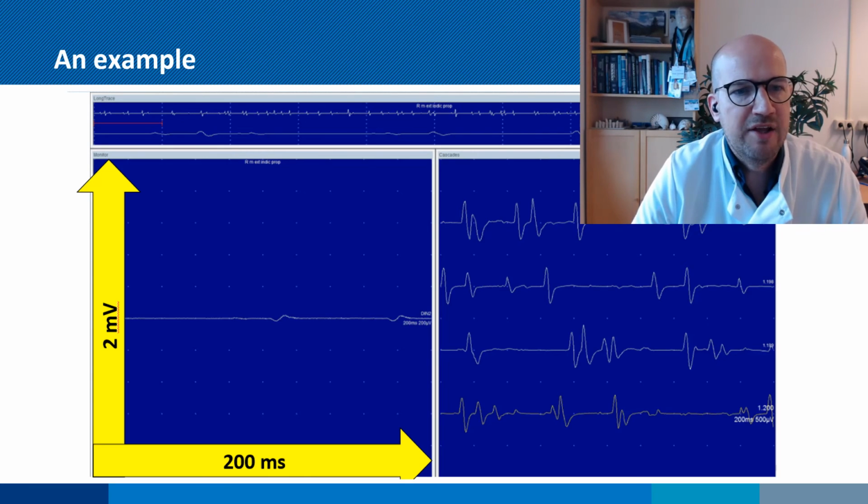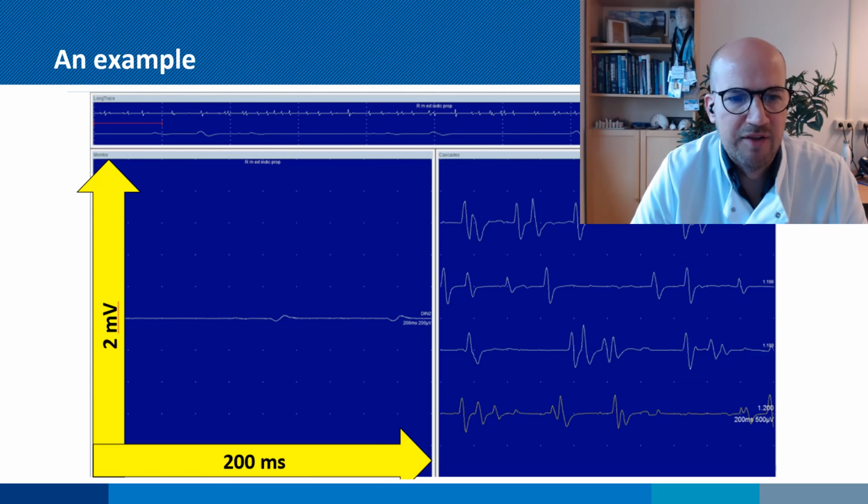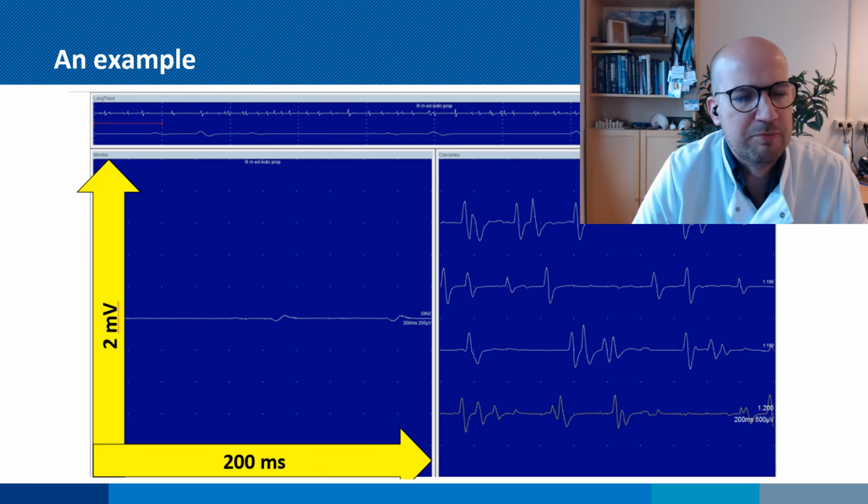If you focus on the left-hand side of the screen, you'll see that the height of the screen is about 2 millivolts, which means that any multi-unit potential larger than the screen is enlarged. On the x-axis, you'll see that the total distance is 200 milliseconds, which means that the distance between two of these tiny dots is 20 milliseconds, and any multi-unit potential longer than these two dots is prolonged.